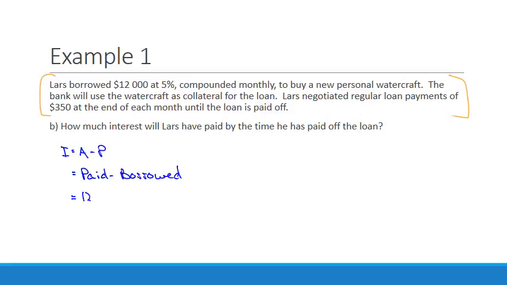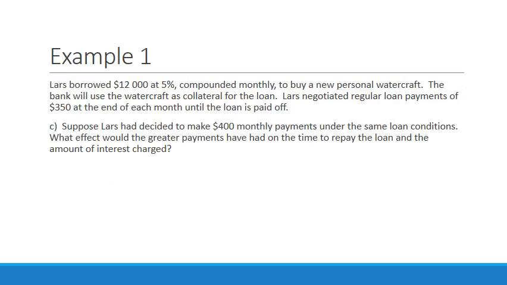So in the end, he paid $12,974.50, and he borrowed only $12,000. So the difference between that will be his interest, which would mean $974.50 worth of interest. So to find that interest, we simply use that subtraction, same as in the previous unit.